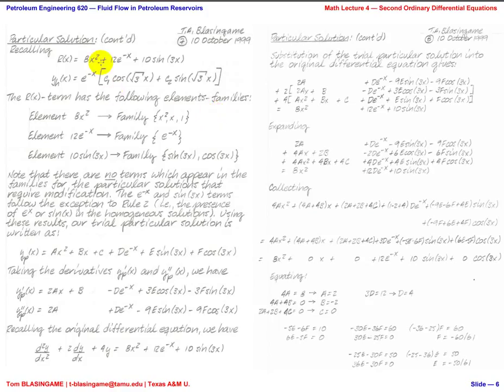So we have to consider one term here, a family of x squared, x, and 1. We have to assume a polynomial for this one. We have to assume a function for the exponential of x, and we have to assume the sum of two functions for this part, right? Sine and cosine, which is this one. So this has to be the shape of the particular solution, right?